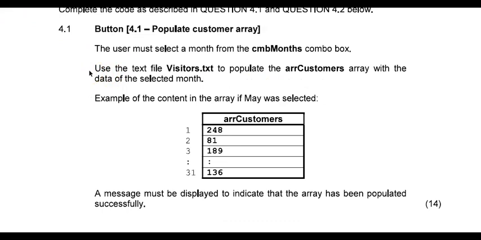Press pause and try it yourself. This question says that the person will select a month from the combo box, and then you need to go and find that month that the user selected and populate your array customers according to the month selected. Take note of the wording after the example of output as well. There's often a little line that says you have to display a message, and often learners that get 149 out of 150 lose this mark because they're so happy they achieved the top bit that they stop reading.